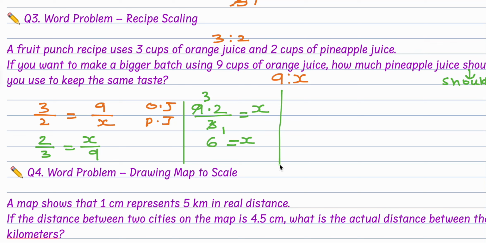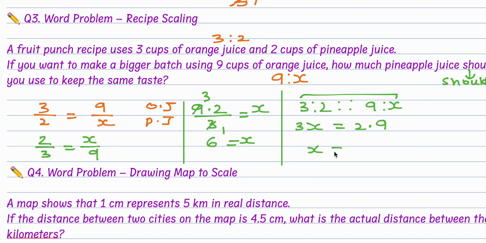Now again let's see if we need to solve it with the proportion method. So 3 is to 2 should be in proportion with 9 is to x. So product of extremes, 3x, should be equal to product of means. We are coming at the same stage. So dividing by 3 on both sides. So 3 3s are 9. That means x is equal to 6. Now how will we interpret this? For 3 cups of orange juice, 2 cups of pineapple juice, this is the ratio. For a bigger batch, to make the taste same, 9 cups of orange juice and 6 cups of pineapple juice.